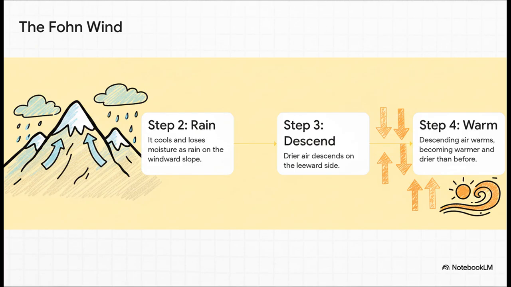Okay, first you've got moist air being forced up the windward side of a mountain range. As it rises, it cools, it condenses, and it drops all of its moisture as rain or snow. Then this now super dry air spills over the top and starts coming down the other side. As that dry air descends, it warms up incredibly fast. So the end result on that leeward side is a surprisingly warm, very dry, and often gusty wind that can cause some serious mechanical turbulence.